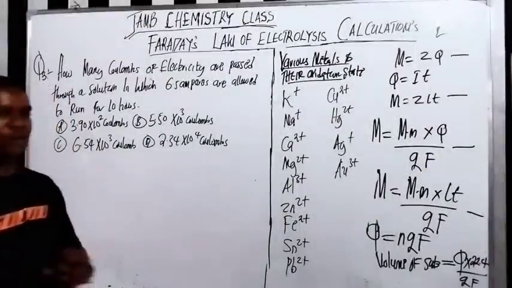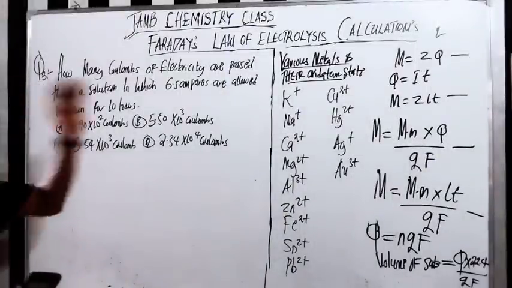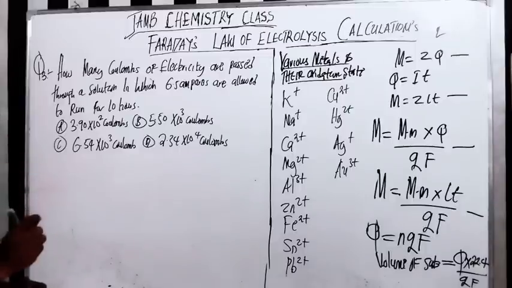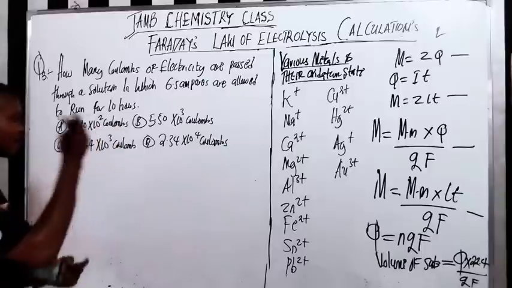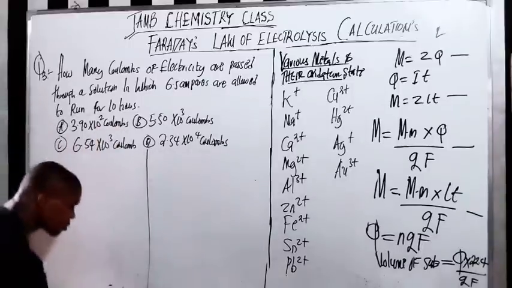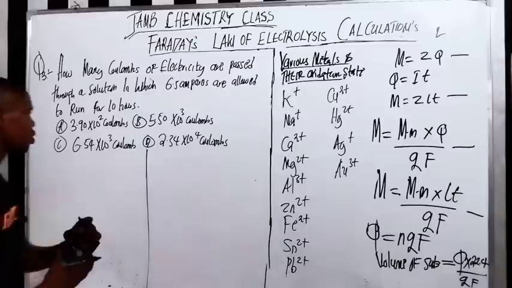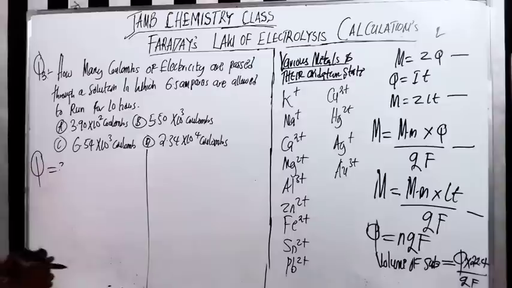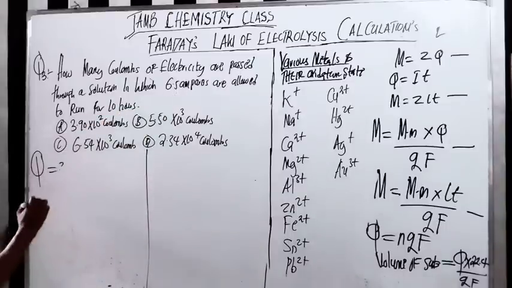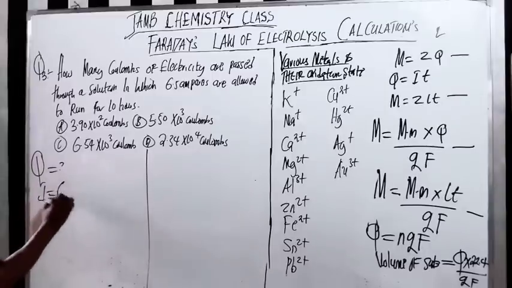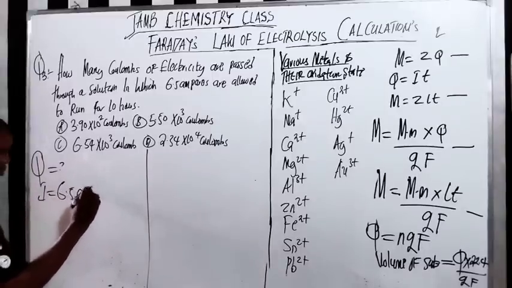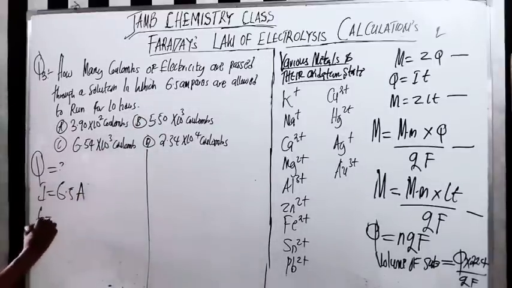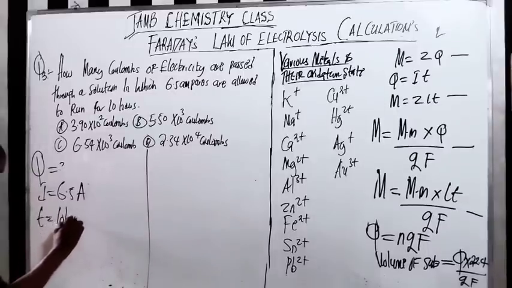Now let's solve question 3. They say how many coulombs of electricity are passed through a solution in which 6.5 amperes are allowed to run for 10 hours. I will solve this one, and I will give you one to try. They ask you to calculate Q. My I is 6.5 amperes, and the time is 10 hours.